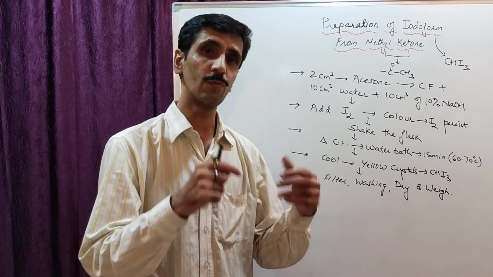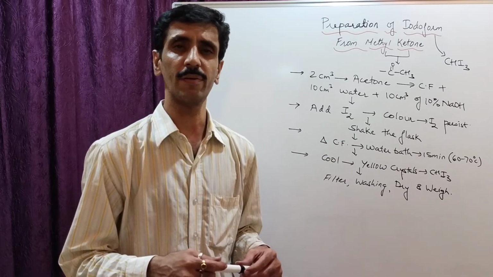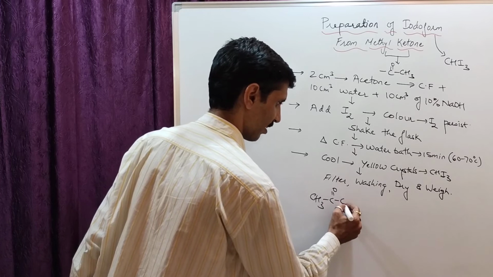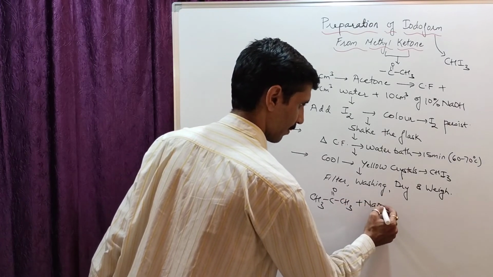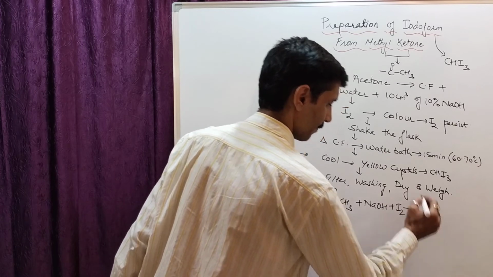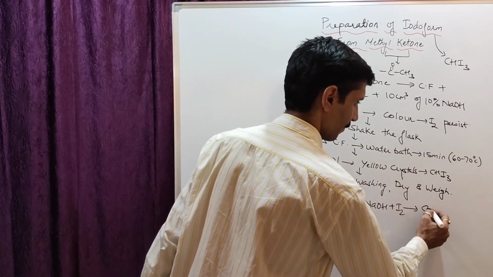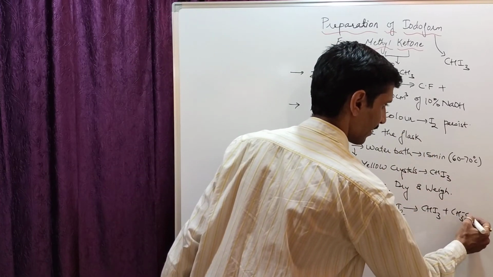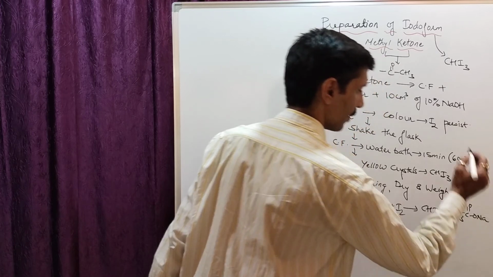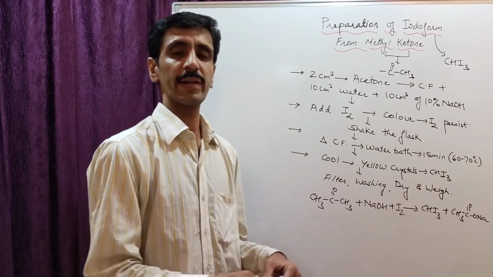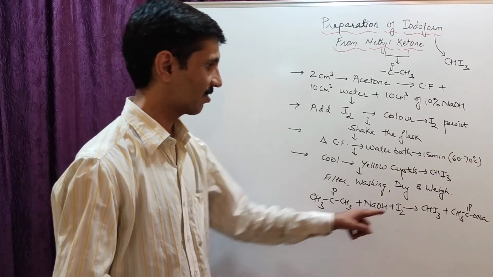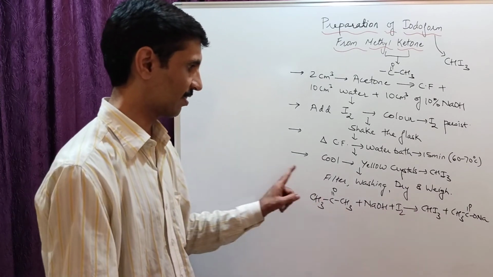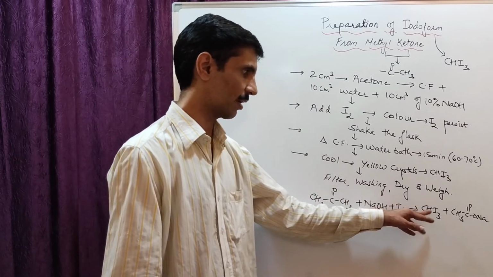What is the reaction involved behind this entire synthesis of iodoform? We take acetone, as I said, CH3 C=O CH3. It is treated with sodium hydroxide and iodine. That results in CHI3, plus you get a carboxylate ion, that is CH3COONa, sodium salt of carboxylic acid. So CHI3 is the yellow crystals of iodoform which is obtained. This is the reaction: acetone with NaOH and iodine gives you iodoform.